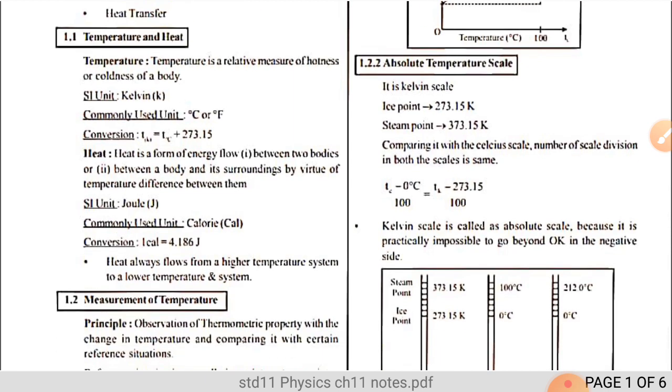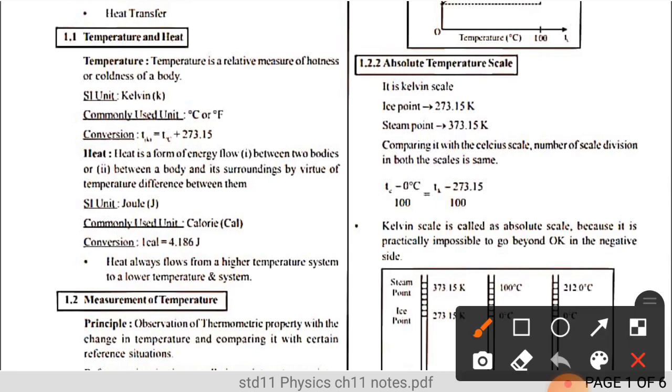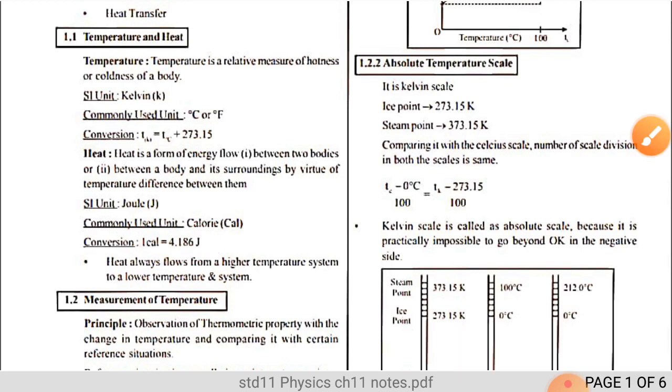Heat is one type of energy, that's why we take its SI unit as joule, capital J. A commonly used unit is the calorie. Here we have one conversion: 1 calorie is equal to 4.186 joule. Now, the direction of heat transfer is always the same. That direction is from the higher temperature system to the lower temperature system. So heat always flows from higher to lower temperature systems, right?